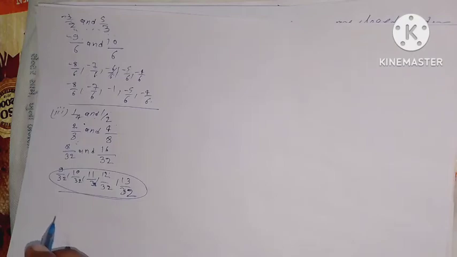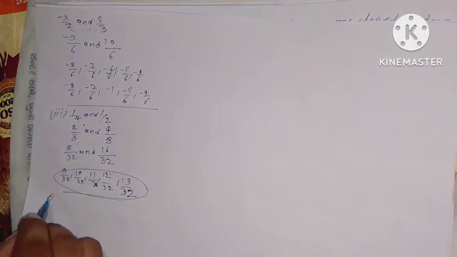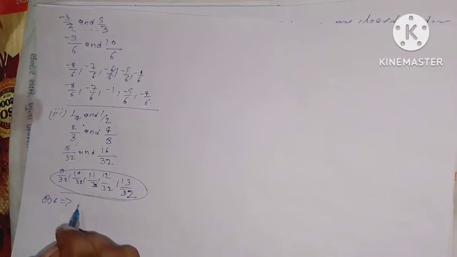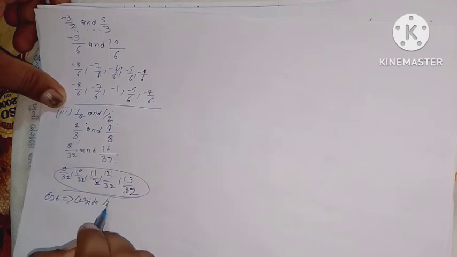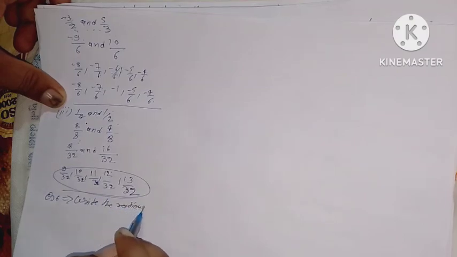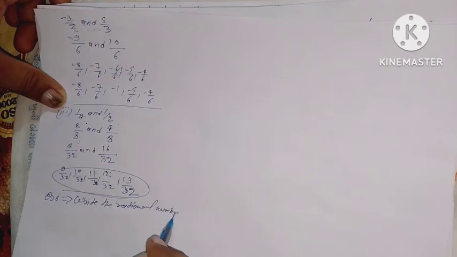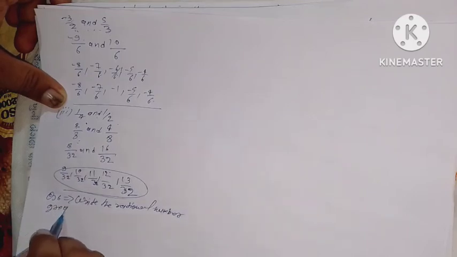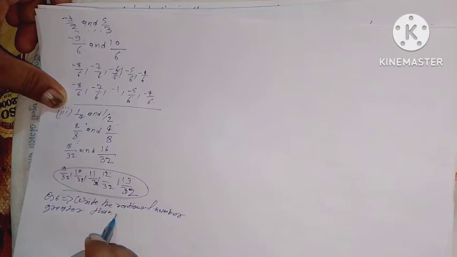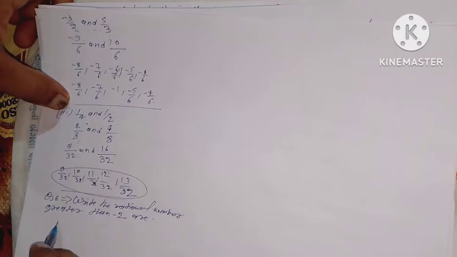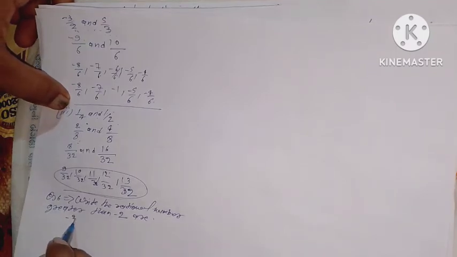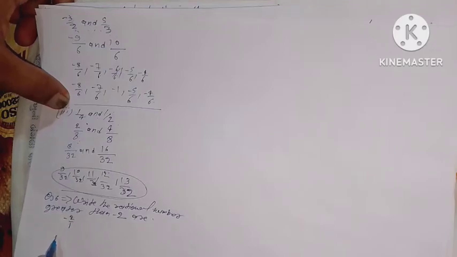Okay, question number 6. Write 5 rational numbers greater than -2. The value is -2/1. We will multiply by 7 upon 7.